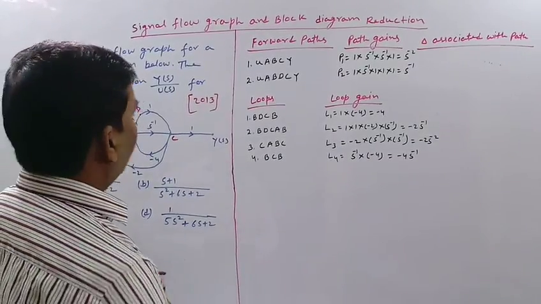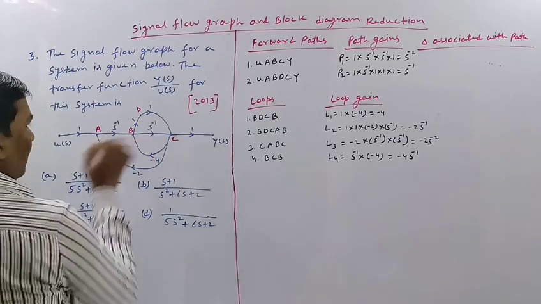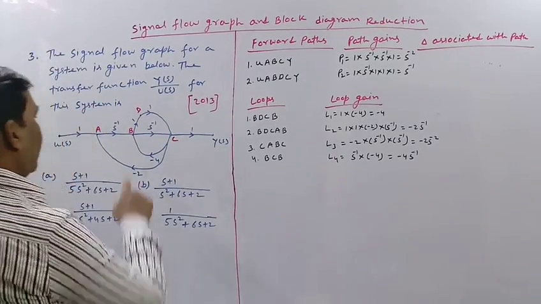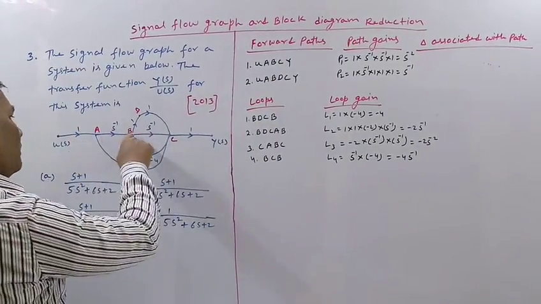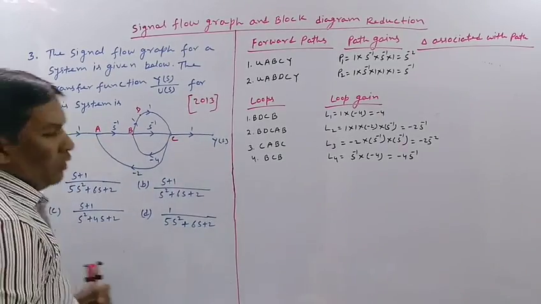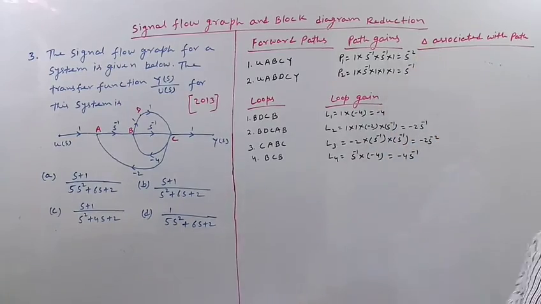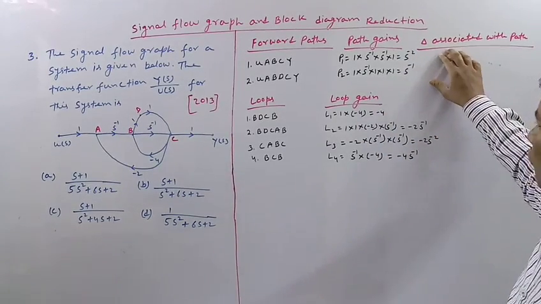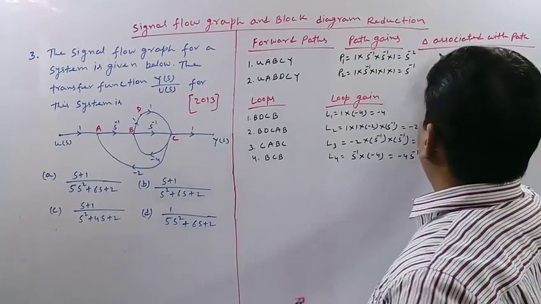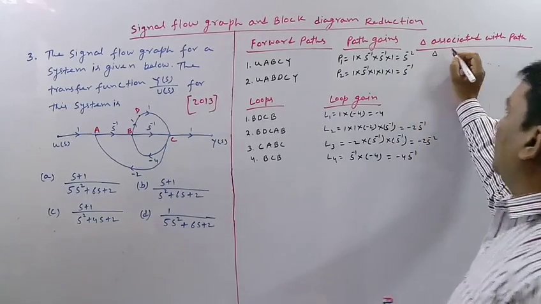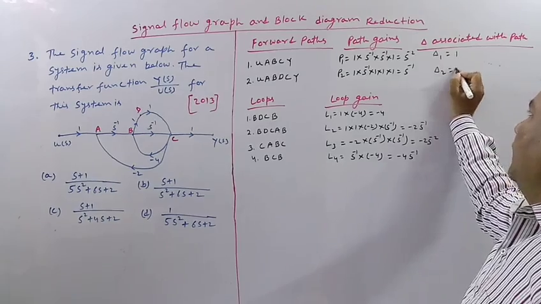All these loops have the BC part in common, and the 2 forward paths also have B and C in common. So all these 4 loops are touching the 2 forward paths. So the delta associated with these 2 forward paths will be nothing but 1 only. Let us denote the delta associated with path 1 as delta 1. So delta 1 will be 1 and delta 2 will also be 1.